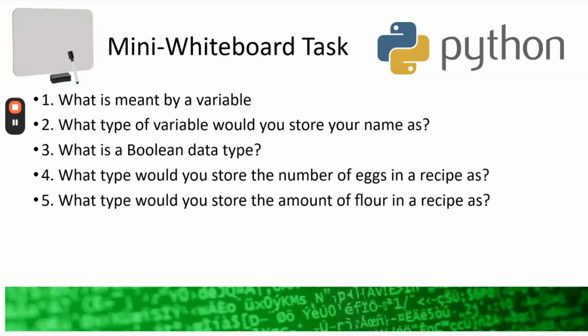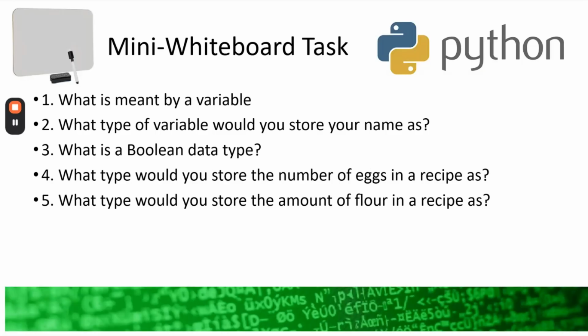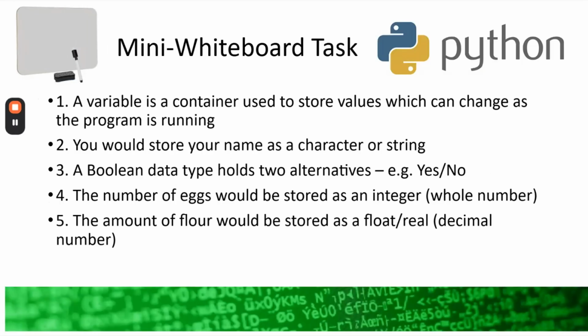So on that first one, I would have said something along the lines that a variable is a container used to store values that change as it's running. That's why we call it a variable, because it varies what's in that container. The second question, what type of variable would you store your name as? A string. It's a set of characters, or a string.